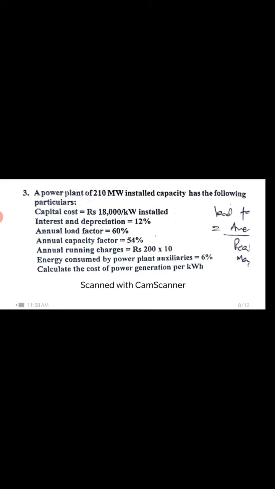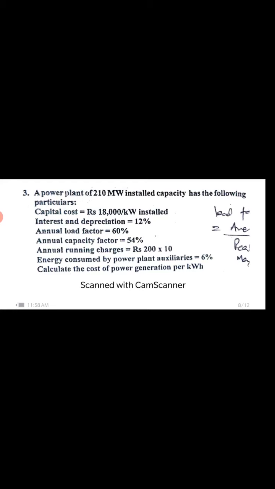So again I will read out the problem because you have to understand this is slightly different. Now the installed capacity is 210 megawatt. The capital cost is 18,000 rupees per kilowatt. Earlier the problem was given per megawatt, now it is given per kilowatt. The interest and depreciation are combined together like fixed charges, that is 12%. The annual load factor is 60%.